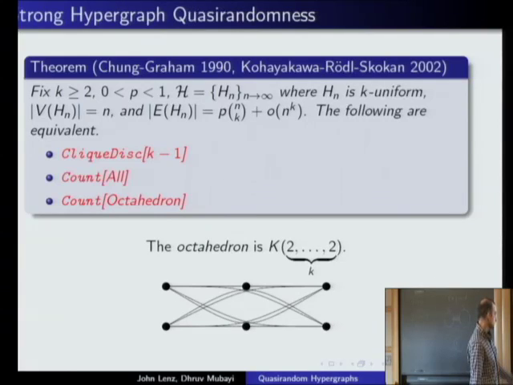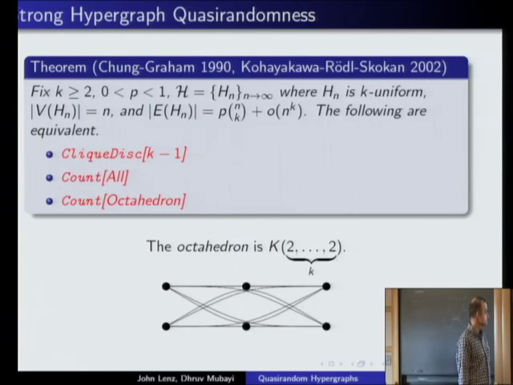So this is a lovely thing. If you know how many octahedra there are, and the number should be correct, which should be n to the k times p to the 2 to the k plus little o of some error term, then you know everything. It's sort of dual to the cube, right?